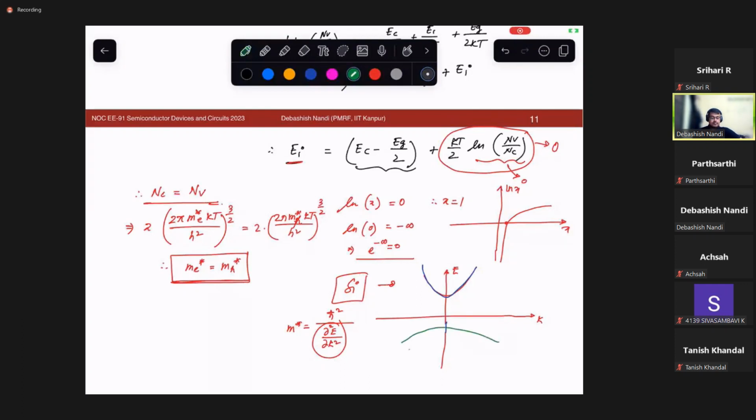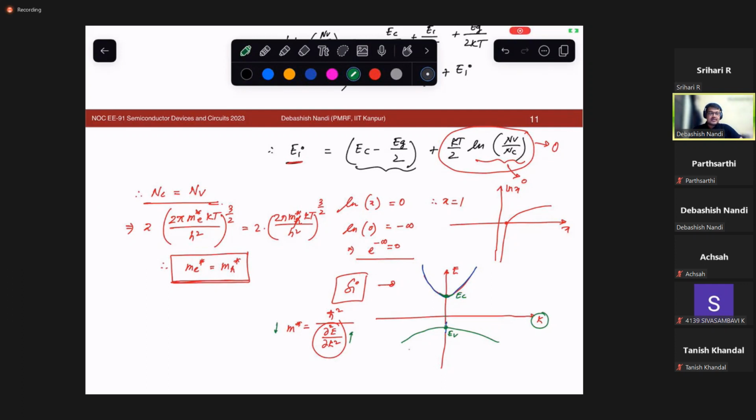I am not considering the k here, because silicon is not a direct band gap, so it will not be at the same k point, it will be at some different k point. But you see that the curvature of the conduction band is more in the case of electrons, so m star is less, and for holes it is just the opposite. Do you get it?